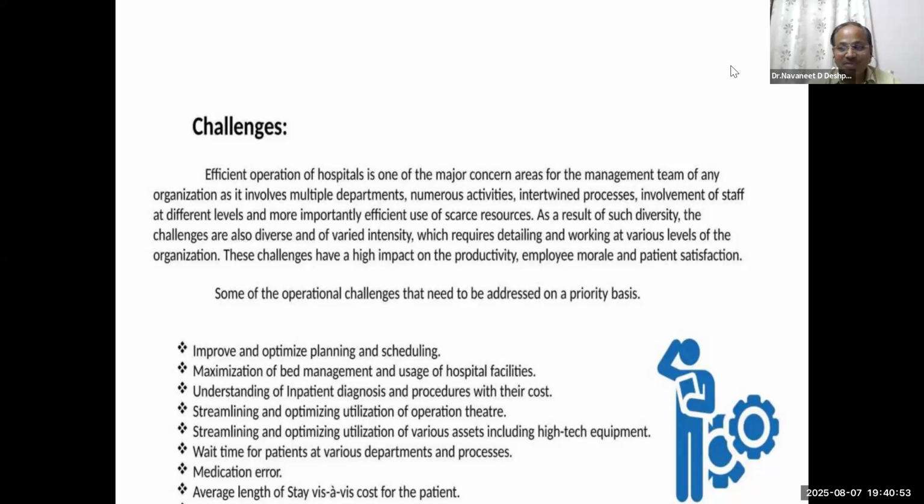Then medication errors may happen once in a while, for which you may have to receive the briefing from the doctors.